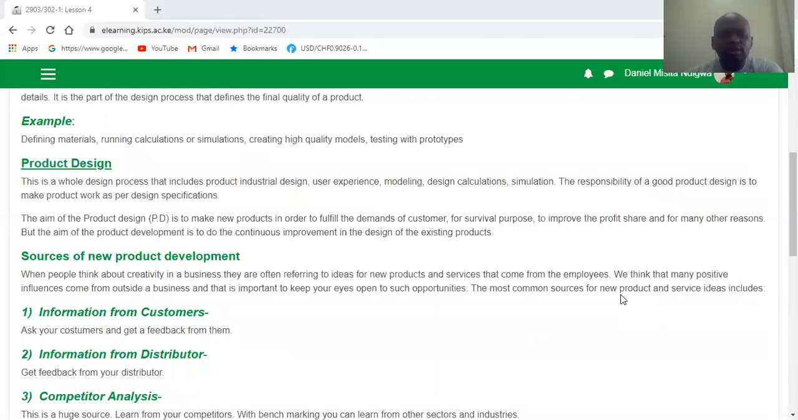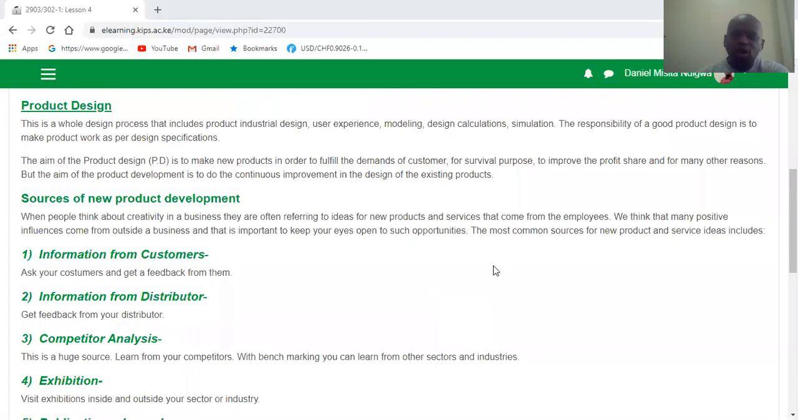The other place you can get information about new product development is from your distributors. You can get feedback from your distributors, because distributors are the people who interact with customers most of the time. So the information they share with you will help you decide whether to come up with a new product or to improve the existing product.